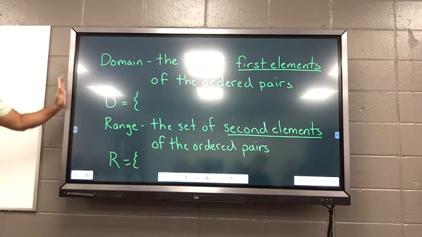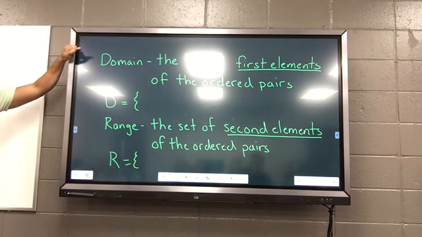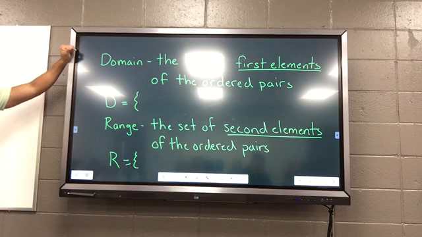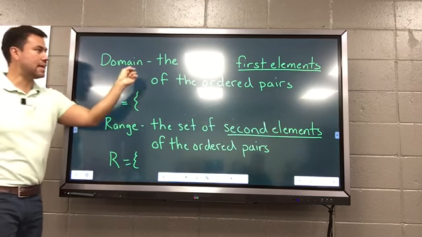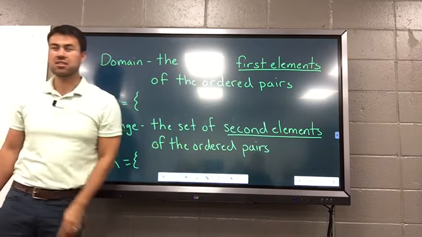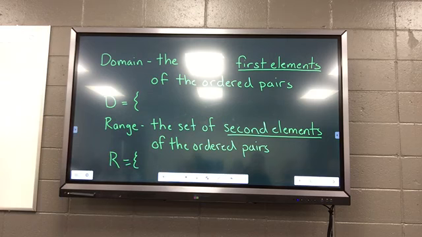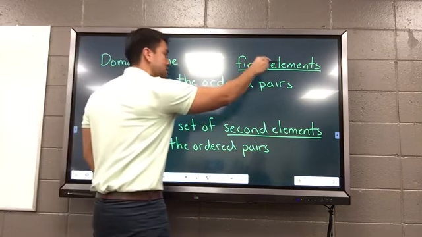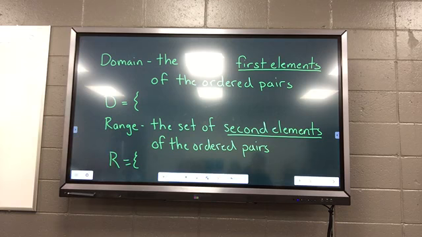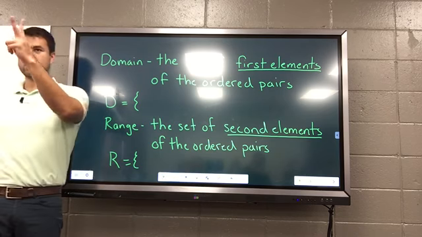I'm going to read these definitions because I changed them from last year, and I want to see if anyone can pick it out. The domain is the set of first elements of the ordered pairs. Do you guys remember what I said last year? X values. I said the set of x values of the ordered pairs. Now, does anyone know why I changed it to just the first elements, not x values? Callie? Because you can switch them around.